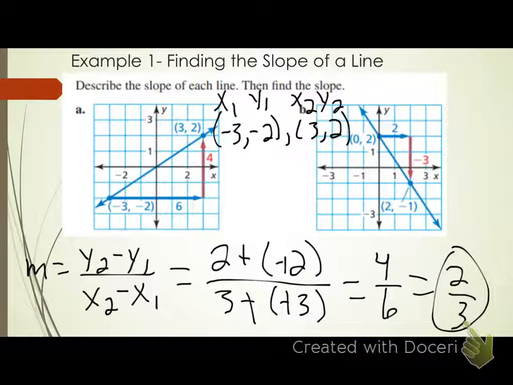So do you think it matters which ordered pair I put first? No, it doesn't. Okay? Just as long as I put a y value over its corresponding x value. So I had the positive 2 over positive 3, and then -2 over -3. You got to have them corresponding. Okay? But it does not matter which ordered pair you put first. Any questions there? Can I erase and move on to B?